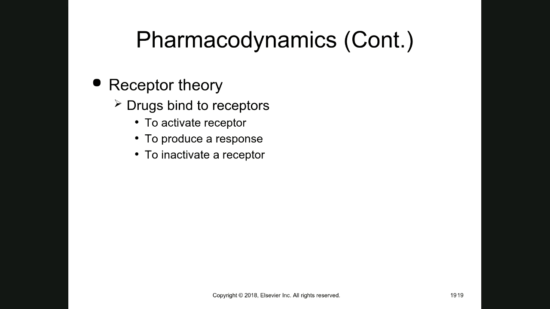Now you'll see that drugs that activate receptors and produce a desired response are called agonists. For instance, an example is giving albuterol to a patient with asthma. Albuterol acts by stimulating the beta receptors and then causing the bronchodilation.